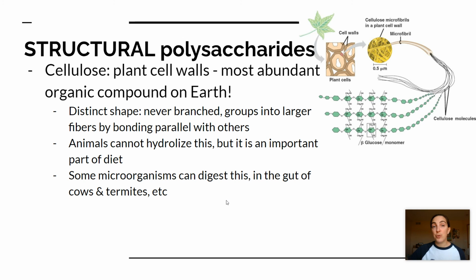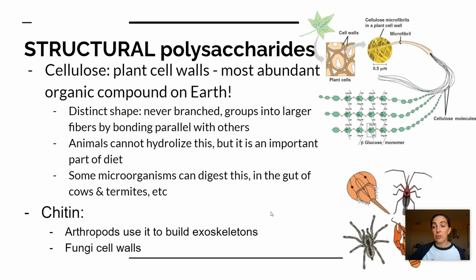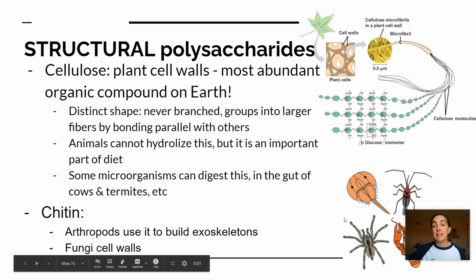Another type of structural polysaccharide that you'll hear about sometimes is one called chitin or chitin. You'll hear it pronounced both ways. Arthropods, like spiders, scorpions, things like that, use it to build their exoskeletons. It's also what makes up the cell wall of funguses, of mushrooms and other types of fungi, molds, mildews, those kinds of things. So that is another type of structural polysaccharide.